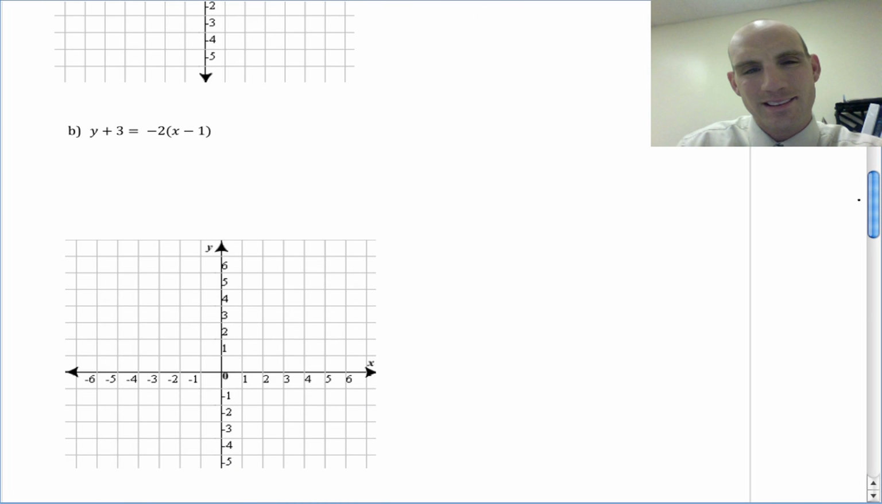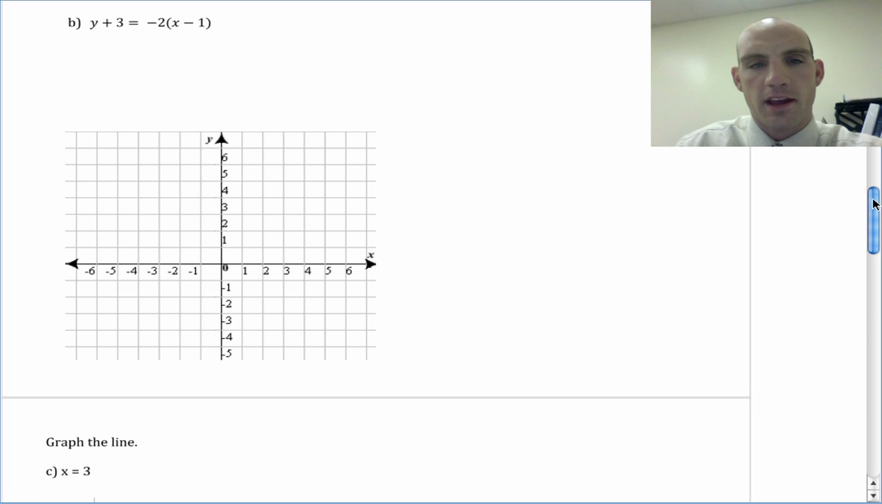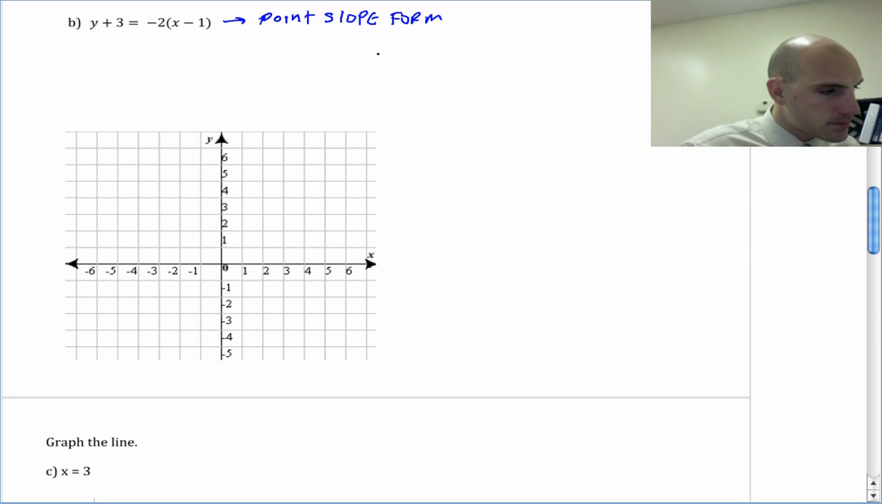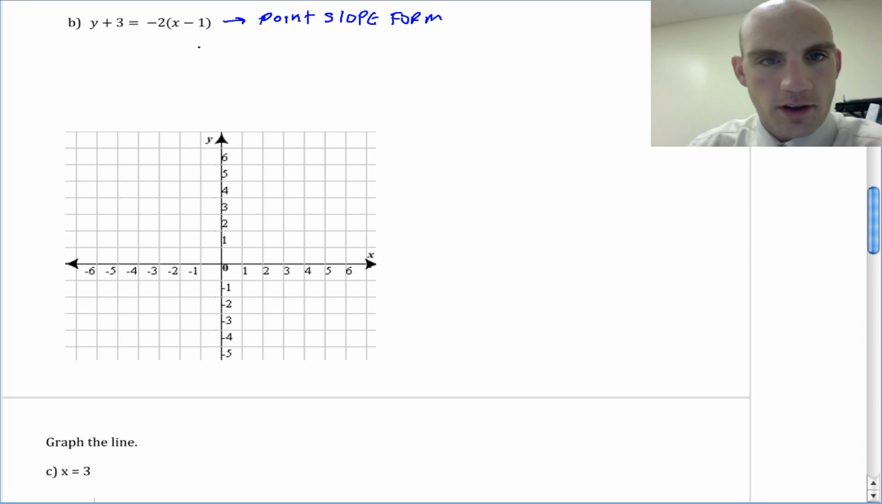Not that this next one isn't easy, but what we're doing can be a little bit more complex because of the way the equation is formulated. So let's remember what we've got here. This is known as point slope form. And what we have in this one is we have a point and the slope. Okay, so here's our point.